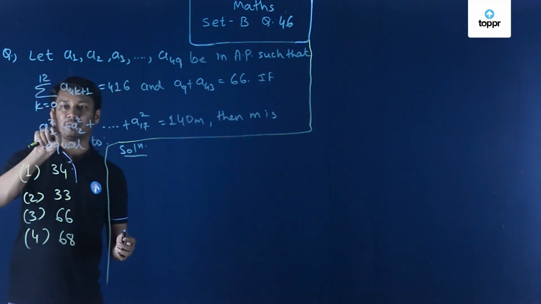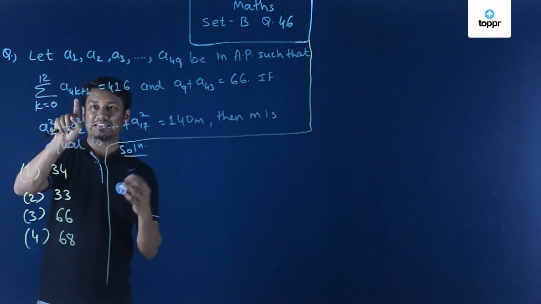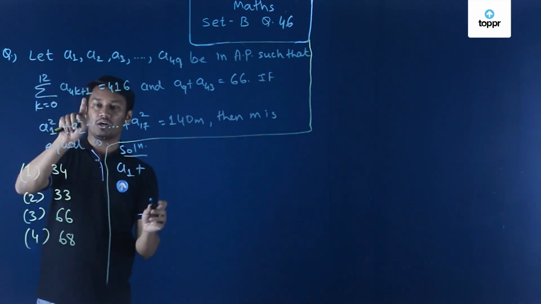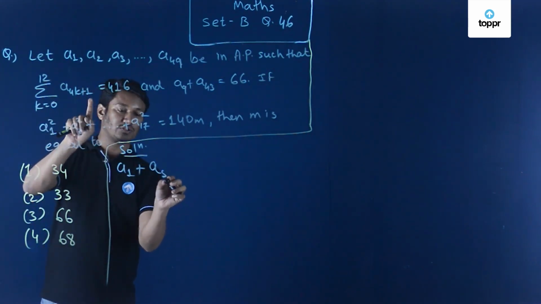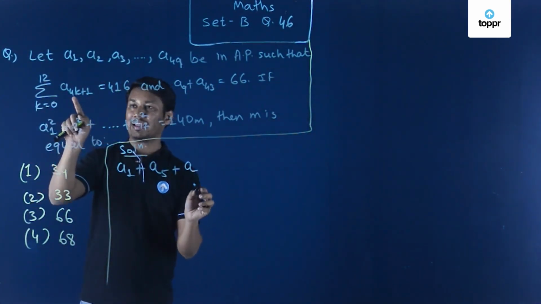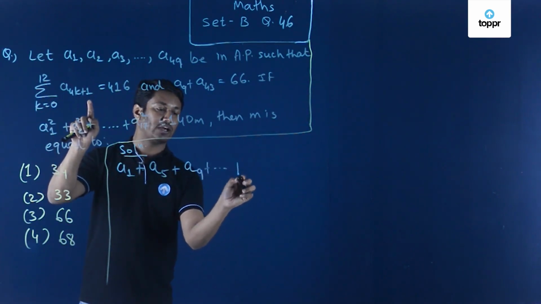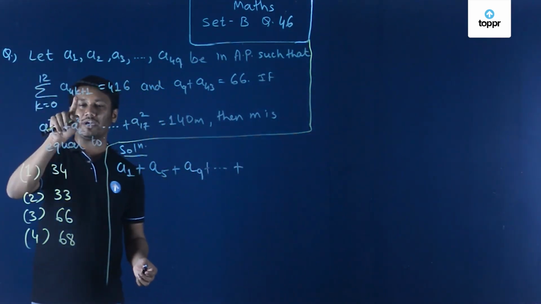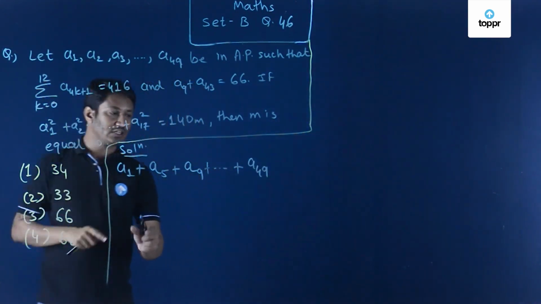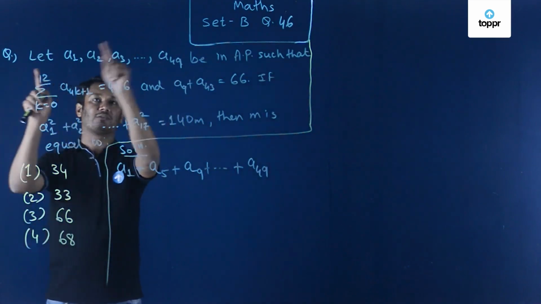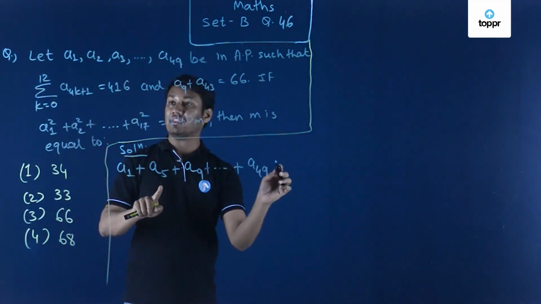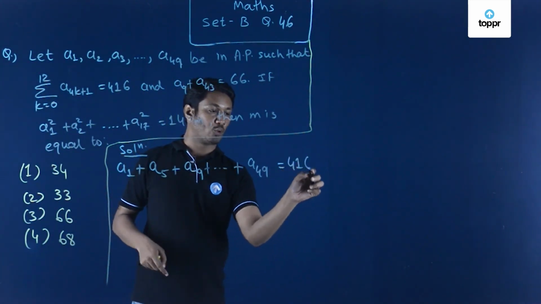When I expand the summation, first I consider k as 0, and that gives me A1. Plus, when k is 1, it becomes 4 plus 1, which is A5. When k is 2, we get 8 plus 1, that is A9, and likewise my last term, for k equal to 12, will be A49. So we have considered a few terms from this arithmetic progression, A1, A5, A9 up to A49, and this summation is equal to 416.